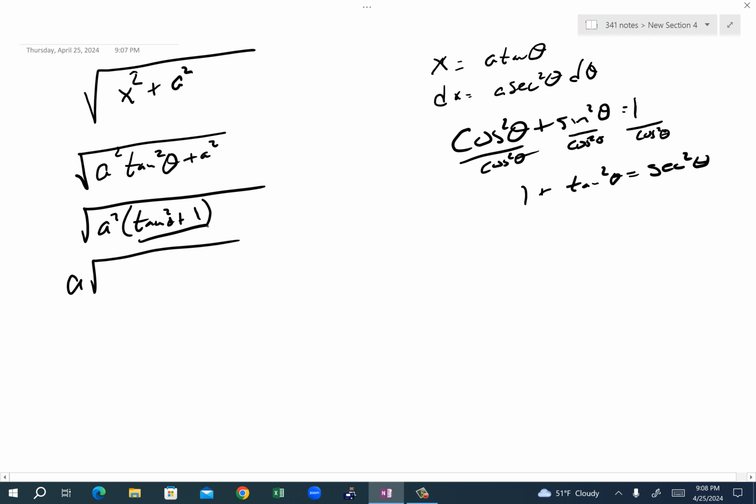Meaning I could replace this with secant squared. What's the square root of that? That's it. And now you're home free. Okay? That cute little trick will do quite a bit. And then there's one other one, which I will throw up real quick. This one here.